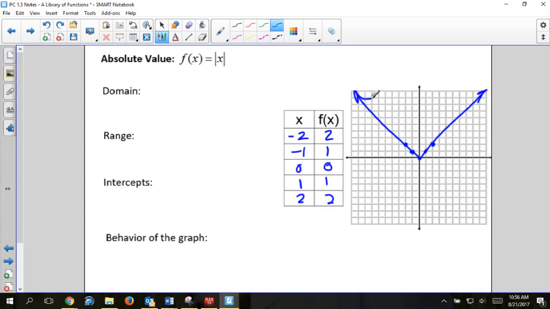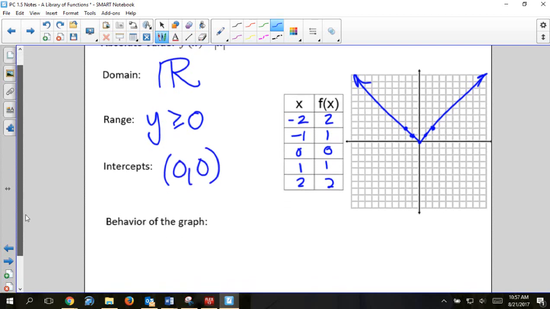Okay. The domain, left to right. How far to the left, how far to the right? All real numbers. The range, we want the lowest point to the highest point. So what is the lowest point on the graph? 0. What's the highest point? Infinity. Goes from 0 to infinity. So we're going to write that as the y's are greater than or equal to 0. All the y values start at 0 or go above. The intercept on the graph is 0, 0.